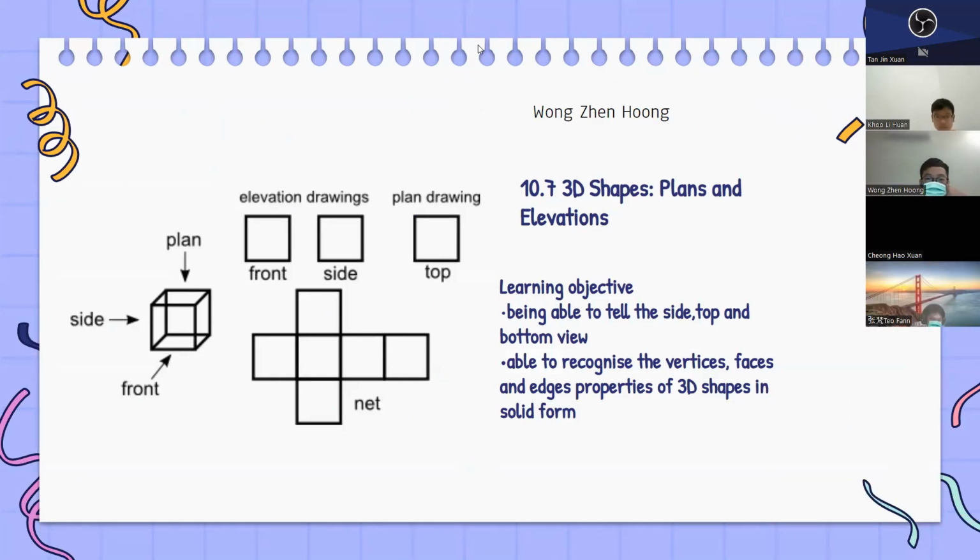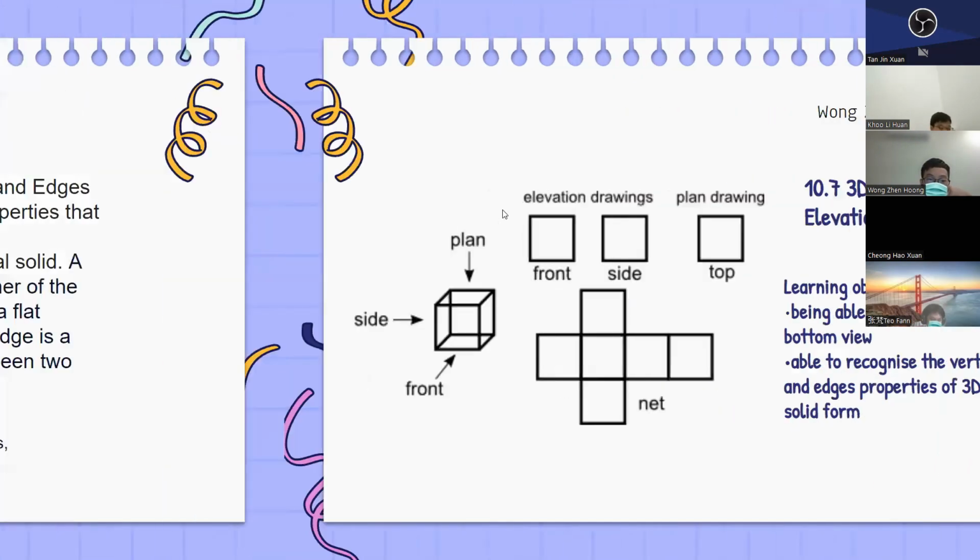Last but not least is shapes, plans, and elevations. Our learning objective is being able to tell the side, top, and bottom view, able to recognize the vertices, faces, and edges properties of 3D shapes in solid form. Like here, yeah.